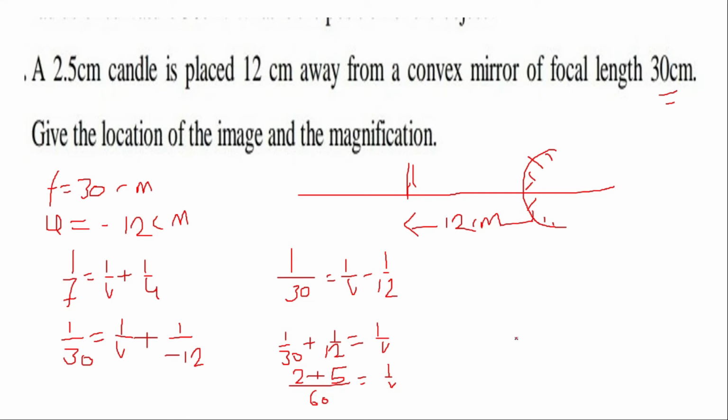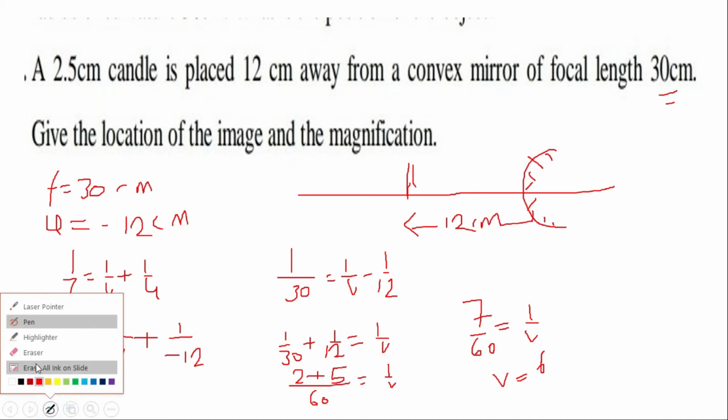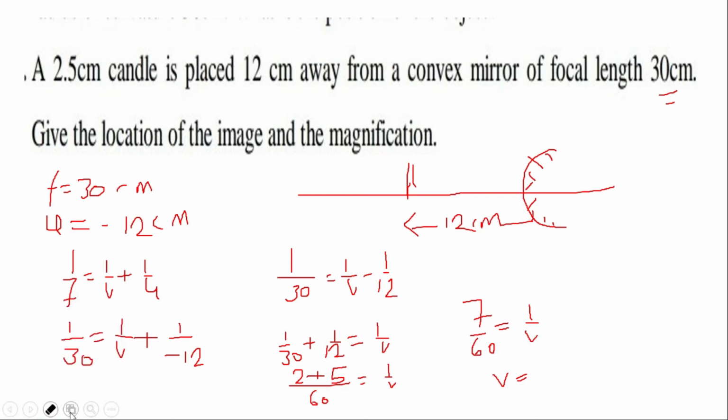So what will come? It will be 7 upon 60 equals to 1 by v. So v will be equal to 60 by 7 centimeter. I hope you are understanding. This is the position of image.